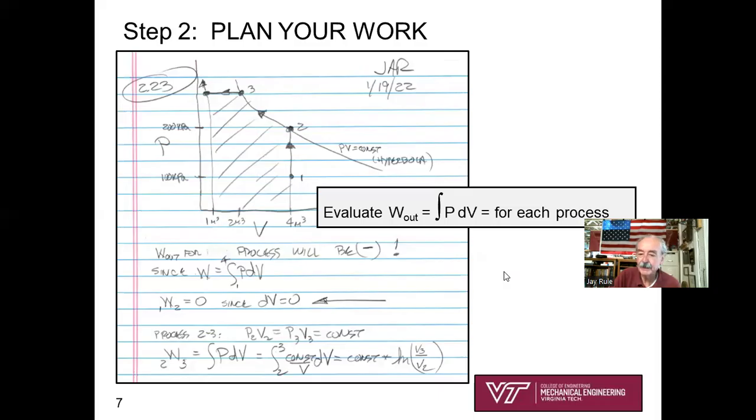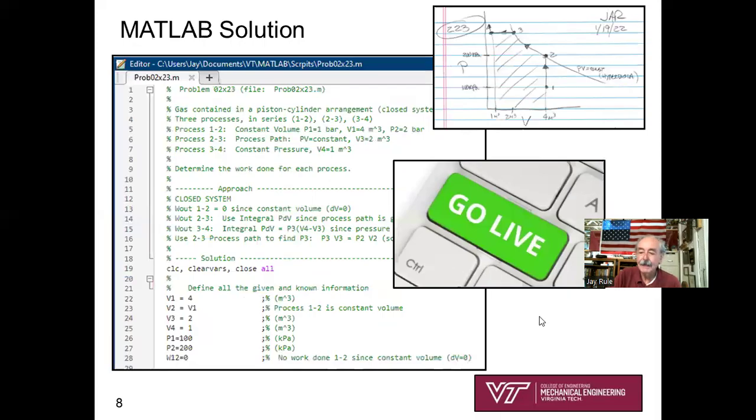So we're going to evaluate the integral of PdV for each process to get our values. And that's my signal to go live, so I'm going to switch. What I want to do is show you how I solved this problem numerically in MATLAB. Let's see if I can pull this off.